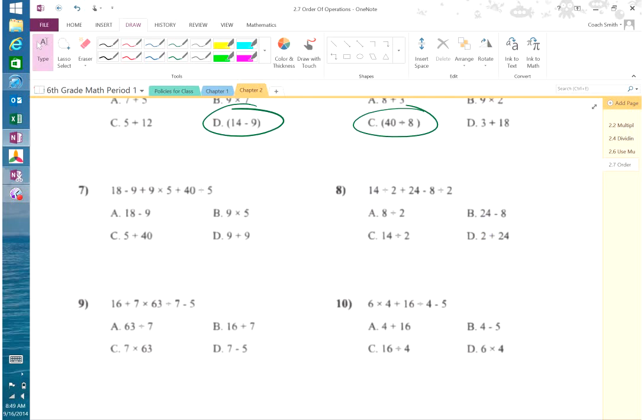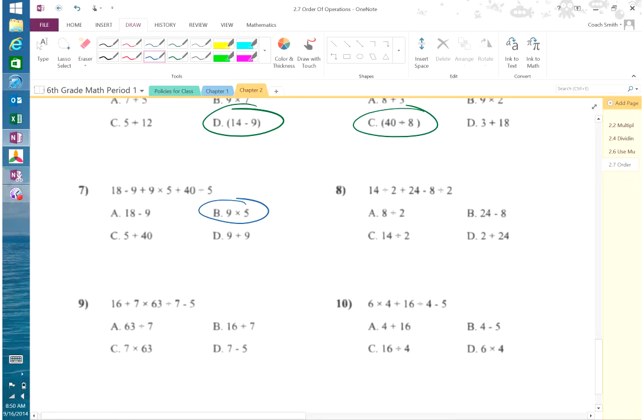All right, now we move to the little bit more difficult ones. Number 7. Number 7 says 18 minus 9 plus 9 times 5 plus 40 divided by 5. Okay? What do I do first in this problem? Well, first of all, there's no parentheses. There's no exponents. So, what do I do first? Isaac. Okay, and which letter is that? A, B, C, or D? B. Yes, we do the 9 times 5 first.